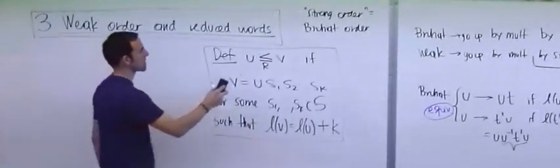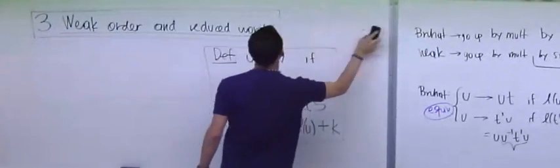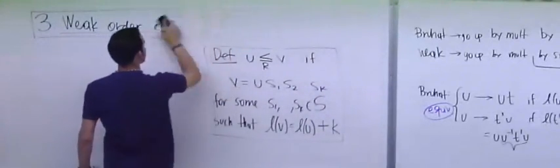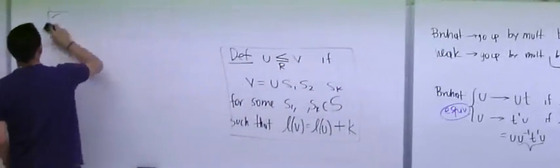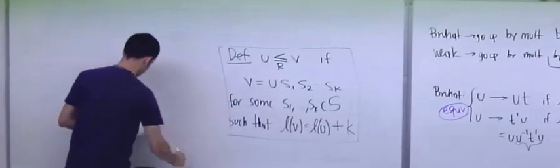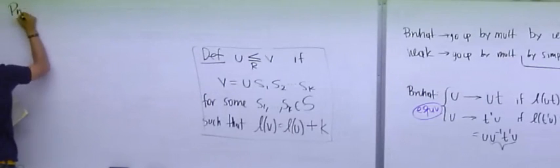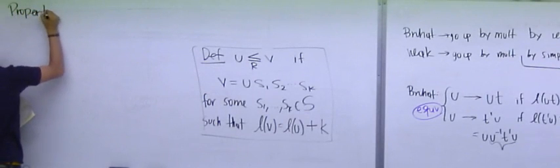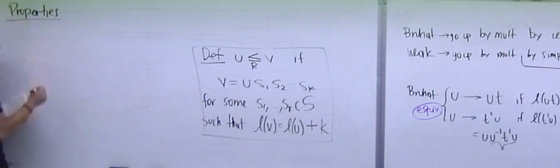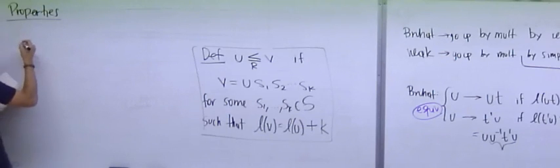Okay. So that's the weak order. Now, let's point out some things about this weak order. Let me leave the definition up so we don't forget. And let's talk about some properties that barely require a proof. I'm just going to say a bunch of nice observations.